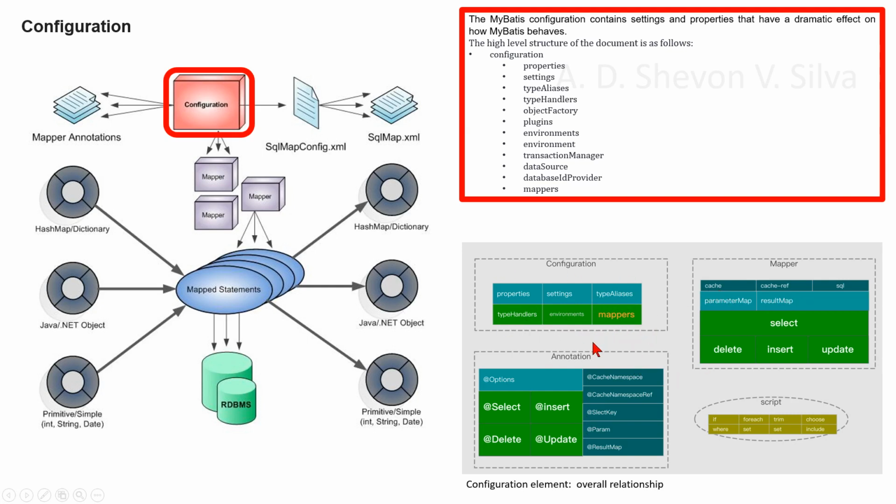Here the cache-ref, SQL, parameterMap, resultMap, select, delete, insert, and update are in mapper. At options, at select, at insert, at delete, at update, at cache namespace, at cache namespace ref, at select key, at param, at result, and at result map are in annotation. If, foreach, trim, choose, where, set, and include are in script.